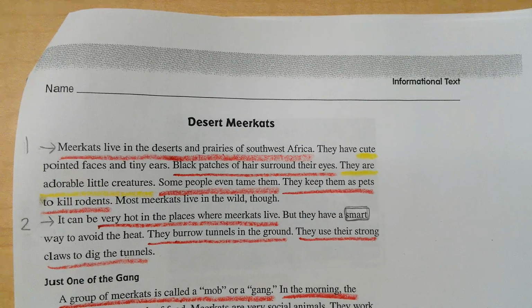text. Expository text often contains text features such as headings or bold words, illustrations and photographs, captions, maps, charts, diagrams, or timelines. So we're going to look closer at desert meerkats and determine if it has any of those features. And then we're going to do a close reading on the first page. And when we do the close reading, remember that's where we read carefully and we pay attention to the details.